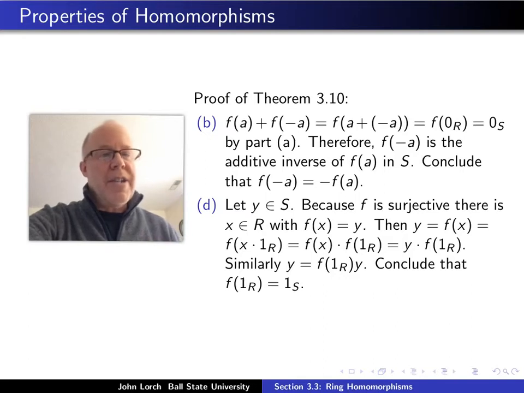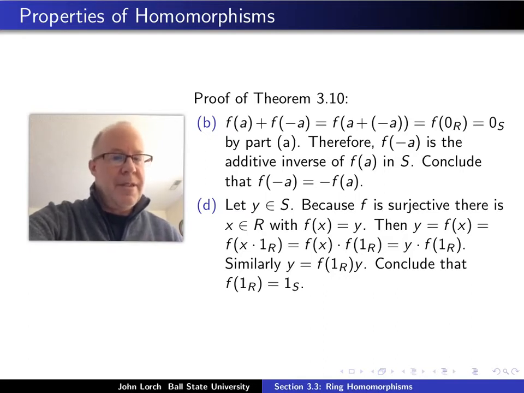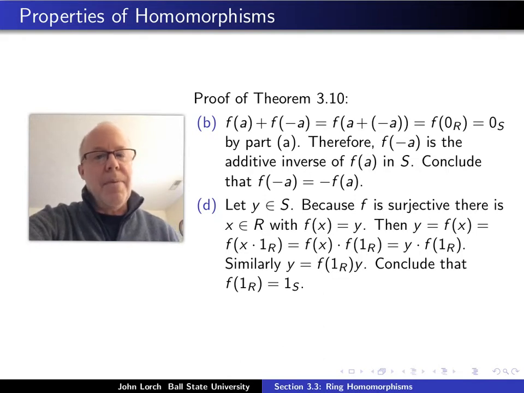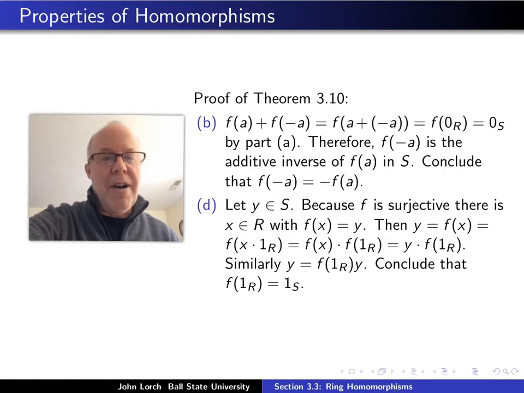Okay, then moving on to part D. Here, I think in part D, we'll remember that we have a surjective ring homomorphism and that the ring R has identity. We're trying to show that S also has identity, and that you get it by just taking f of 1R.